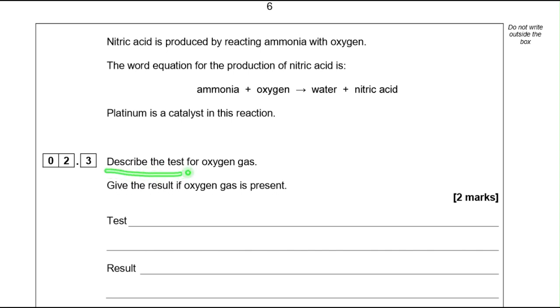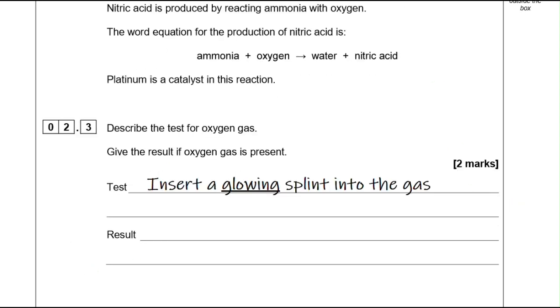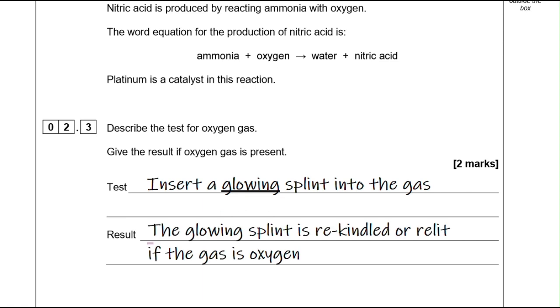2.3. Describe the test for oxygen gas. Give the result if oxygen gas is present. You've got your space for your test and result. 2 marks. This is all about glowing splint. You insert a glowing splint into the gas, and if it's oxygen, that glowing splint is rekindled or relit. 1 mark for each, 2 marks.